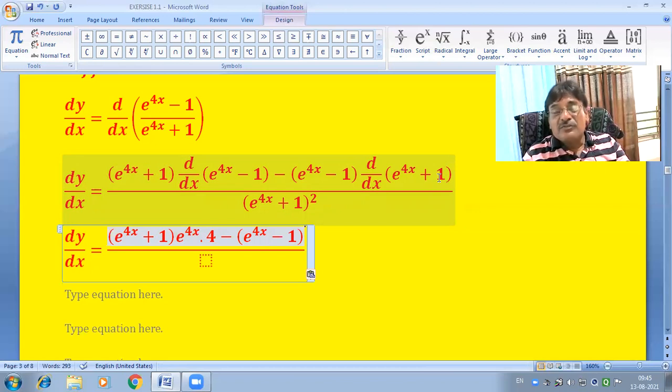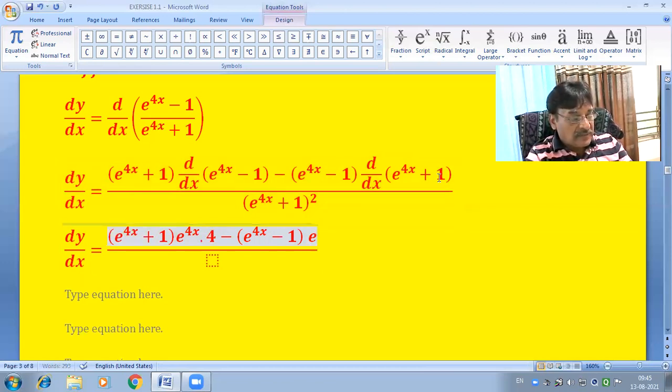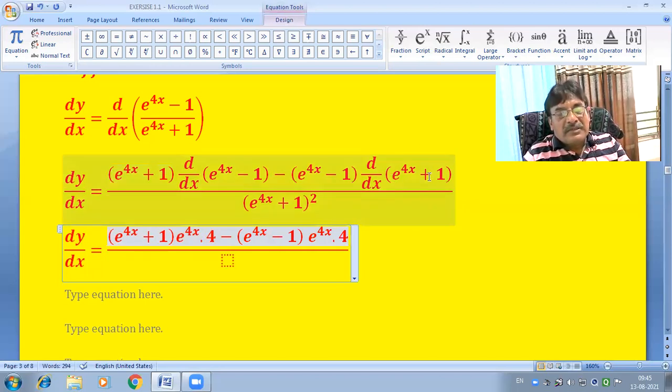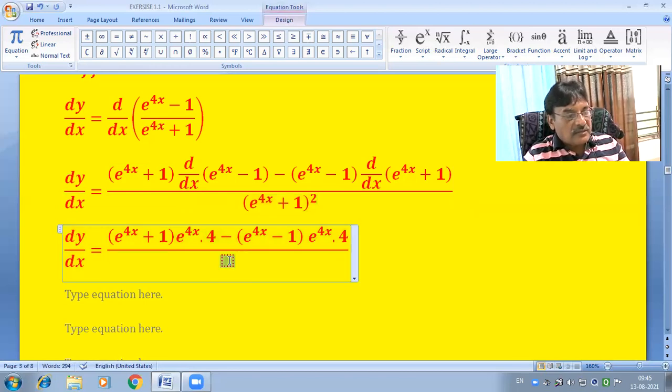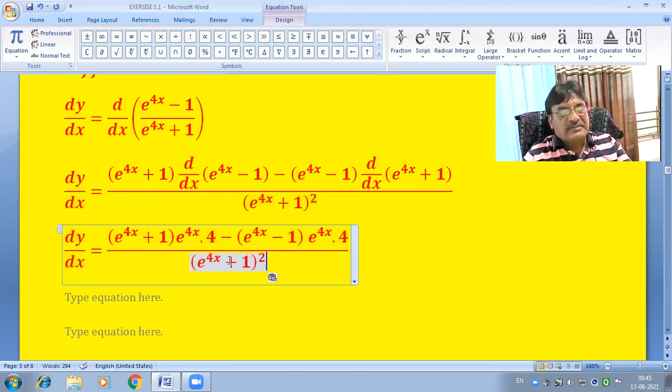Next, we find d/dx of e to the power 4x plus 1. Use here the addition rule. d/dx of e to the power 4x, by using the formula d/dx of e to the power f(x) is e to the power f(x) into f dash of x. Similarly here, e to the power 4x into the derivative of 4x, that is 4. d/dx of plus 1 is 0 because 1 is constant. Upon, here, the denominator as it is.